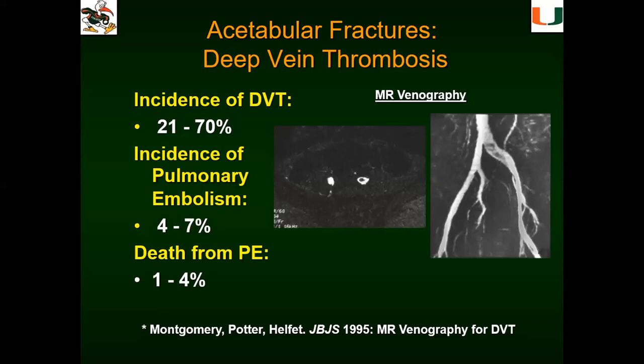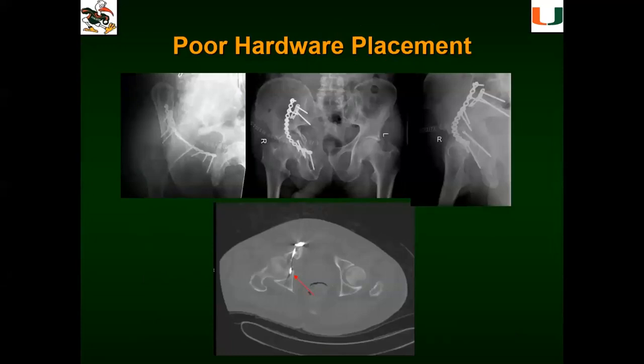And of course, death from PE associated with acetabular fractures. Again, it's variable in the literature depending on where in the world you're dealing with, but it's been reported up to 4%. Other dreaded complications post-surgical are poor hardware placement. They can be quite challenging to identify these radiographically.